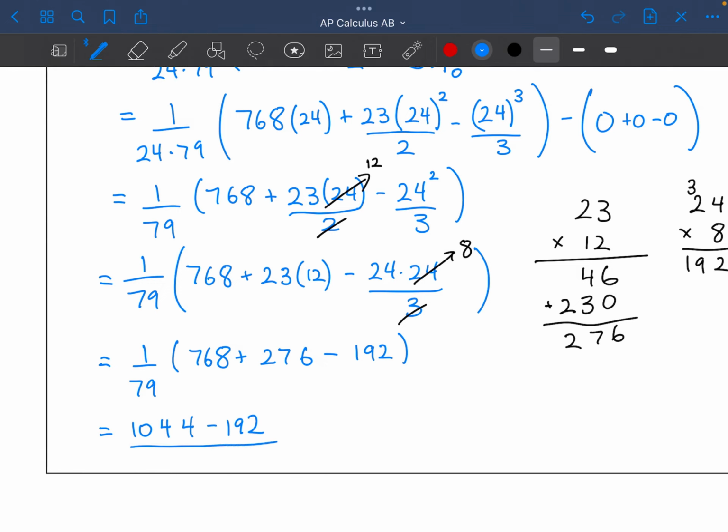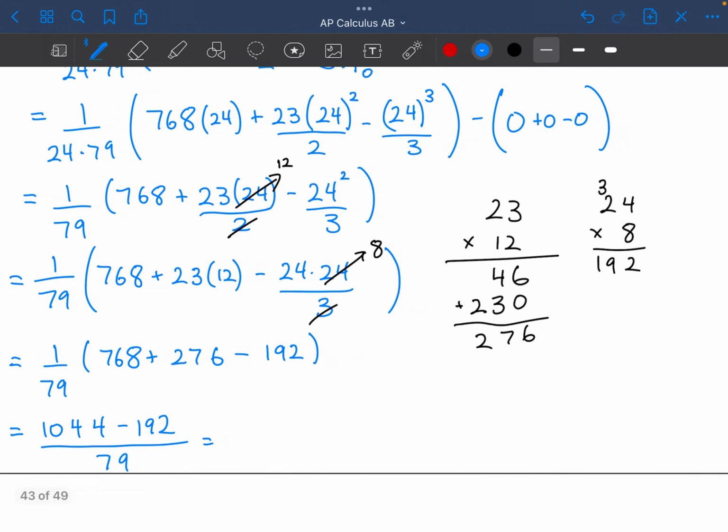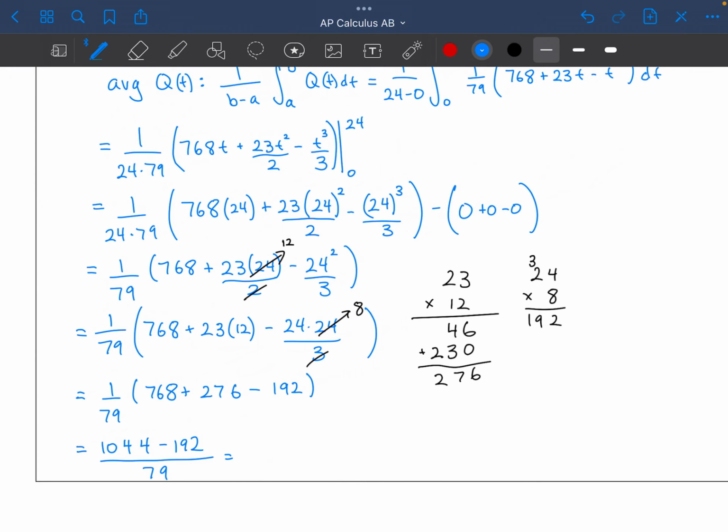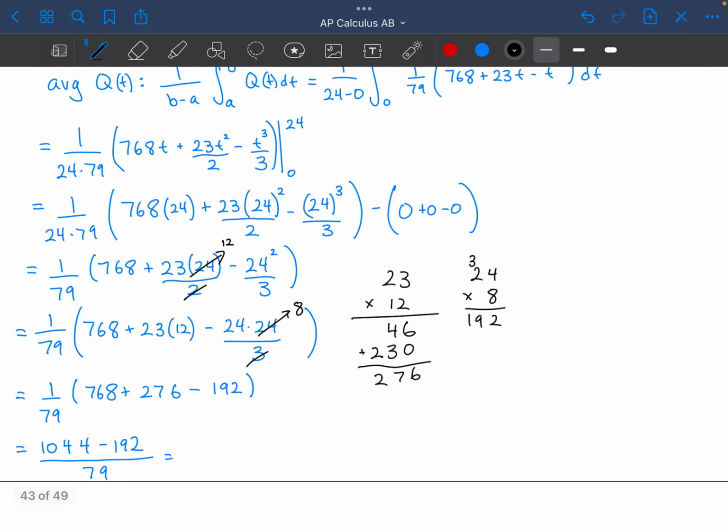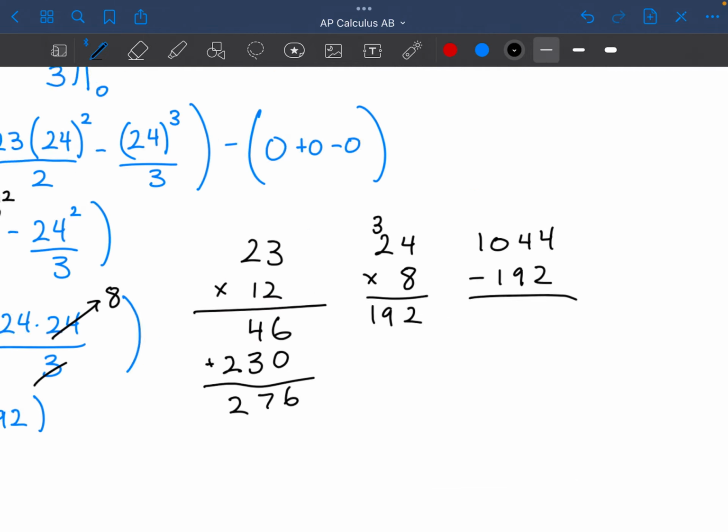And I'm going to go ahead and write the 79 on the bottom for now. And then I have to subtract 192. I don't know if I can do this in my head, guys. I'm going to have to draw it out to the side. So what is 1040? Ooh, that's a bad 4. Even though it's only my scratch work, I don't want it to look too gross. 1044 minus 192. I'm instantly regretting adding those two numbers together first because I have to do so much borrowing.